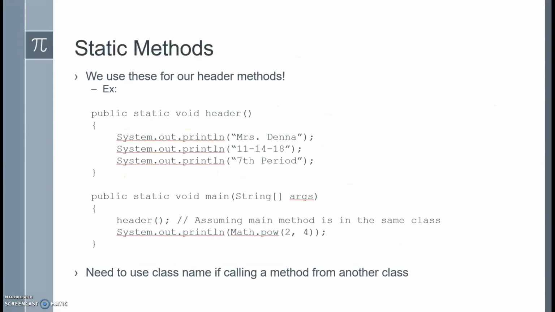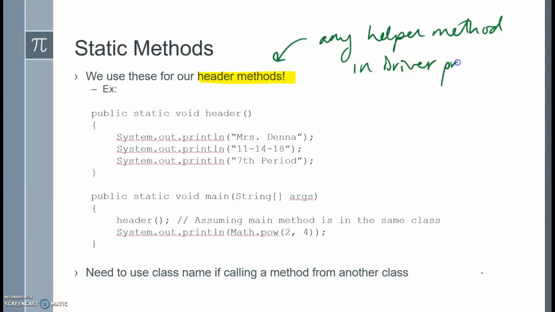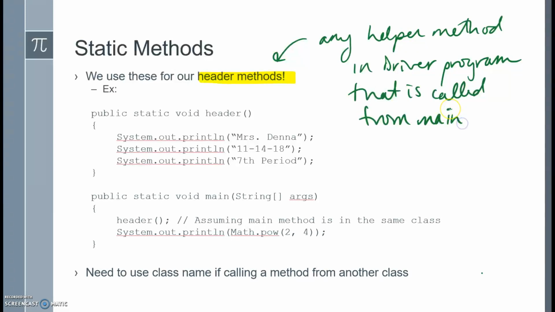All right, so last but not least, a common example of when we use static methods would be for our header method, or for any helper methods in the main class. That is where you will typically see the static. So any helper method in the driver program that is called from your main method.